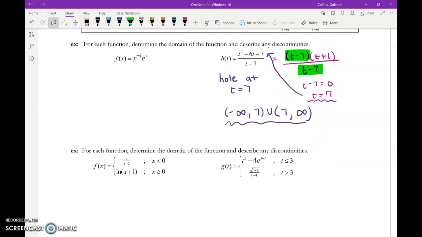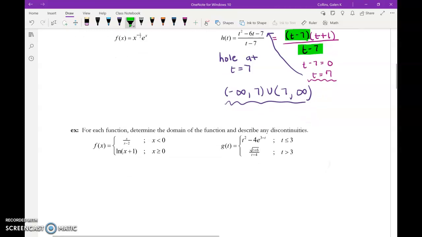All right, let's look at this next example. Let's maybe just look at f. So in this example, we are asked to determine the domain and describe any discontinuities, so the same idea. But this is a piecewise function, so we're going to have to really think about this one.